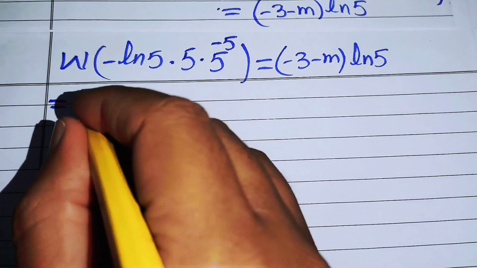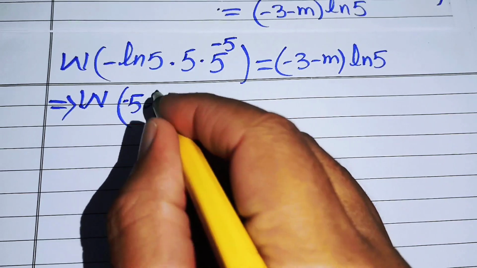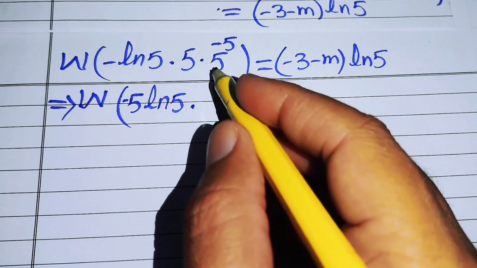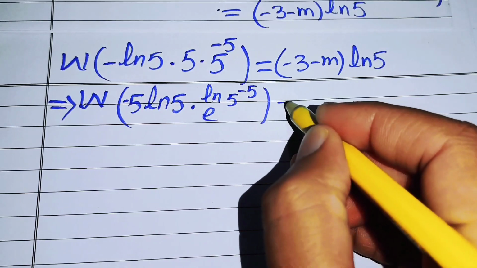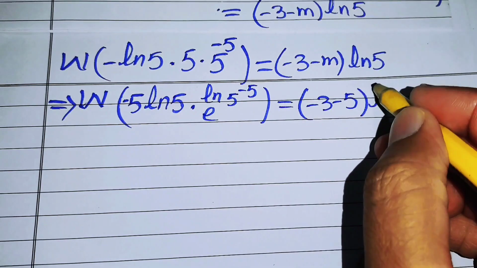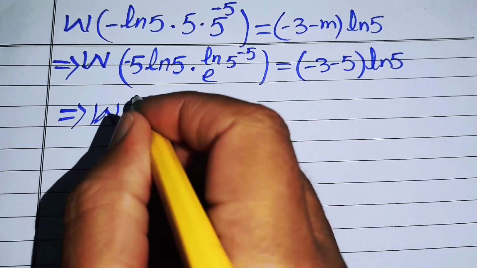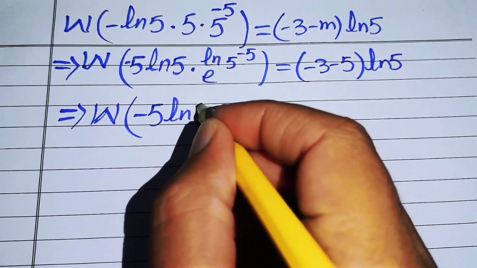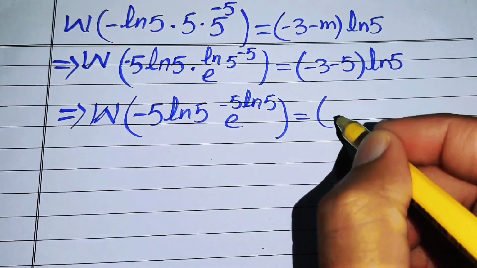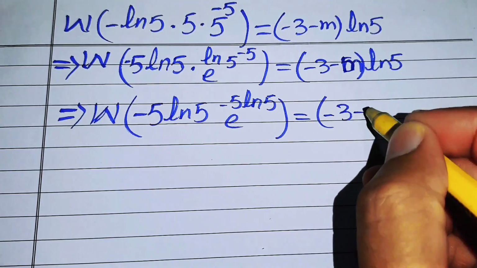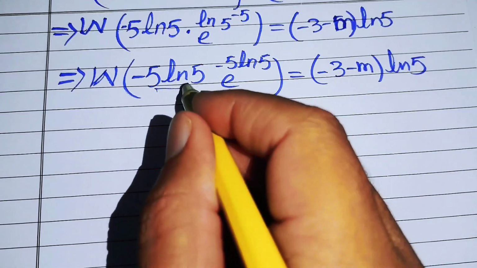So in the next step now we will simplify our left hand side, and we can write W of minus 5 times log 5, multiplied by, we can here again take log and anti-log at the same time, and we write e to the power of log of 5 to the power of minus 5, and this whole equation equals minus 3 minus m times log 5. So the next step becomes W of minus 5 times log 5, into e to the power of, here we move minus 5 in front of this log, and we write minus 5 times log 5, and this is equal to minus 3 minus m times log 5.